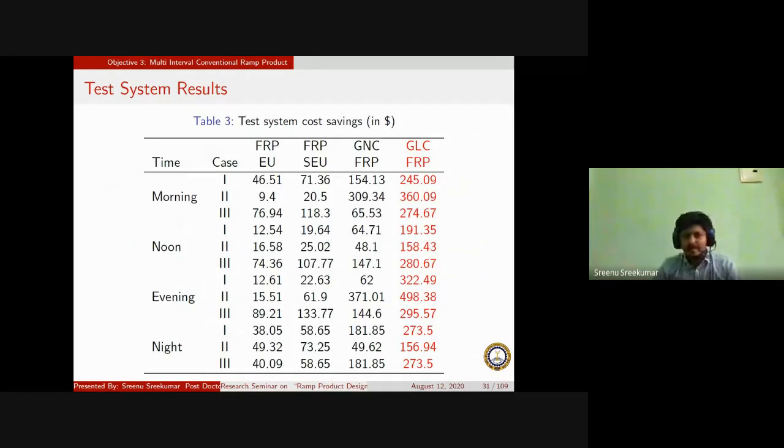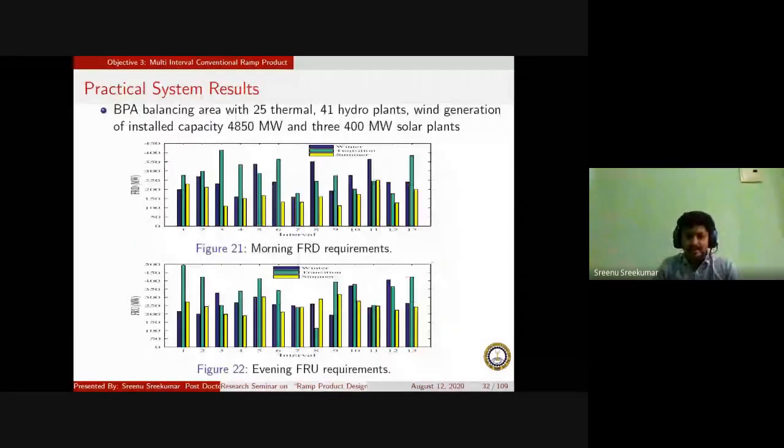And for the practical system, the BPA balancing area is selected, and it has 25 thermal generators, 41 hydro plants, and wind generation of installed capacity 4850 megawatt. A 400 megawatt solar plant is integrated into the system to simulate utility level solar plant penetration.